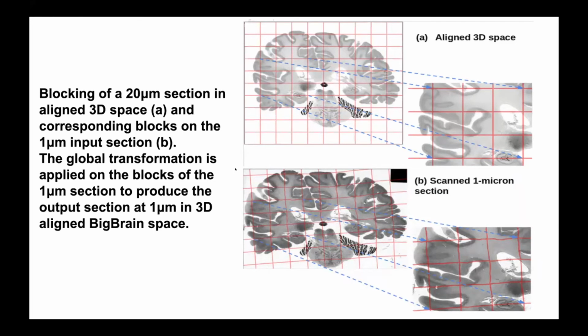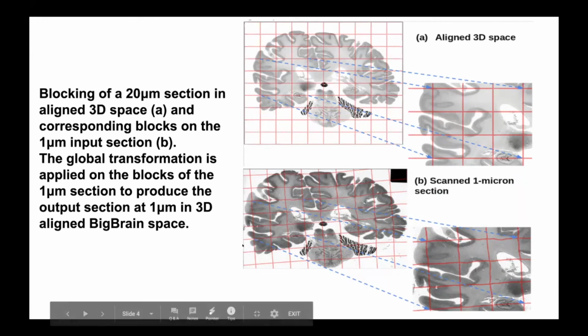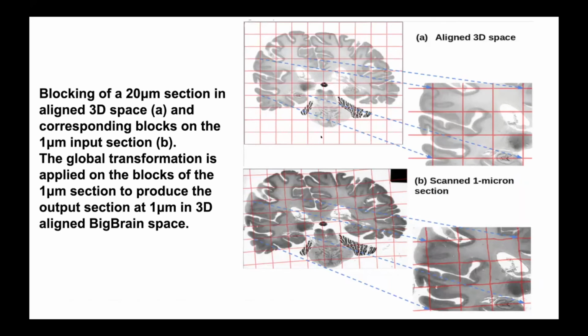Here you see an example of blocking of a 20 micron section in aligned 3D space and corresponding blocks on the 1 micron input section, not registered. The global transformation is applied on the blocks of the 1 micron section to produce the output section at 1 micron in 3D aligned BigBrain space.